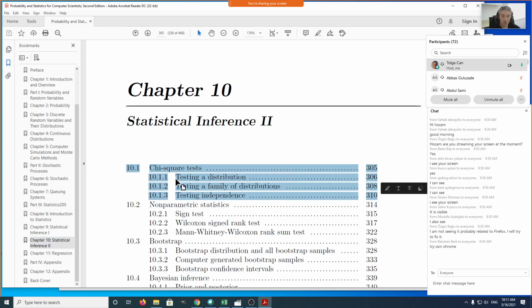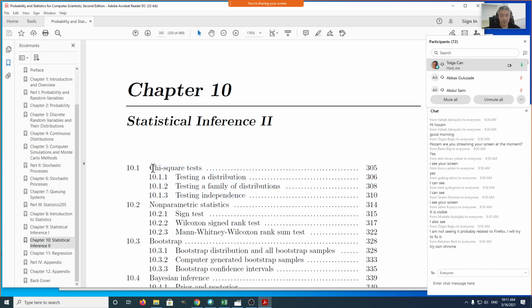For example, we are going to talk about chi-square tests, which is a very nice test to ask things like this. For example, I have collected data. Does this data come from a normal distribution? Or for example, you have a pair of dice.